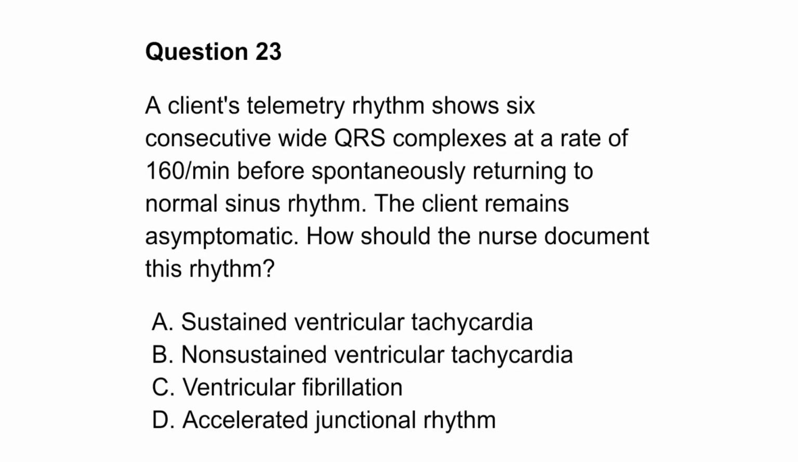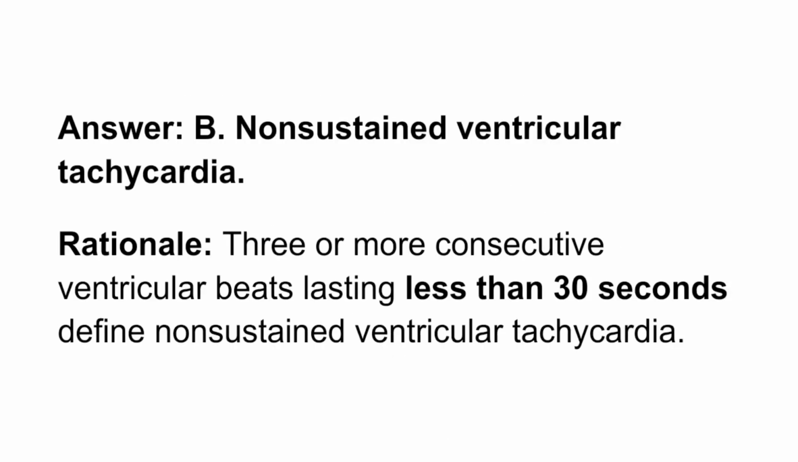Question 23. A client's telemetry rhythm shows 6 consecutive wide QRS complexes at a rate of 160 per minute before spontaneously returning to normal sinus rhythm. The client remains asymptomatic. How should the nurse document this rhythm? A. Sustained ventricular tachycardia. B. Non-sustained ventricular tachycardia. C. Ventricular fibrillation. D. Accelerated junctional rhythm.